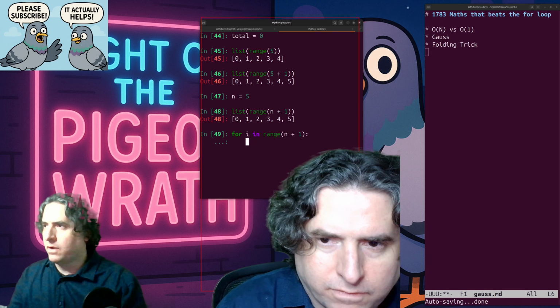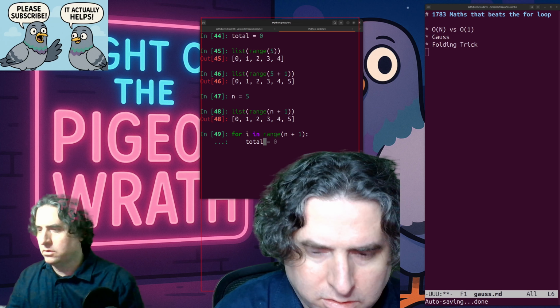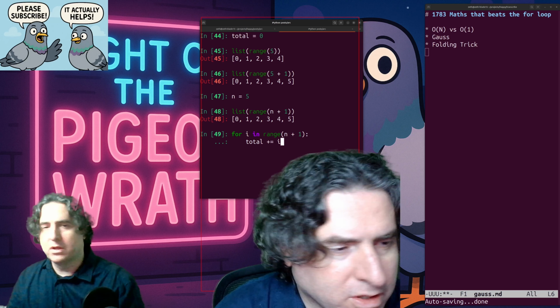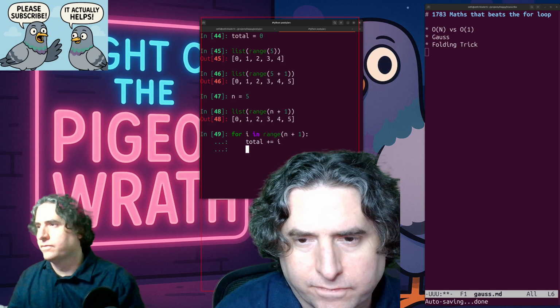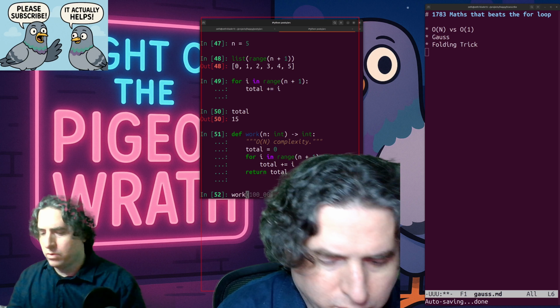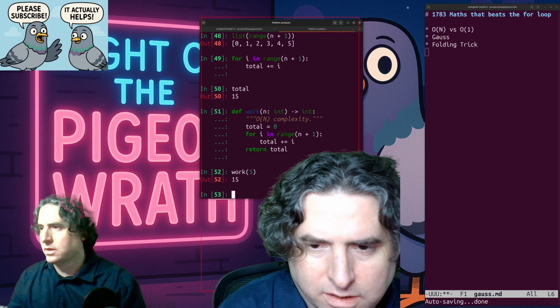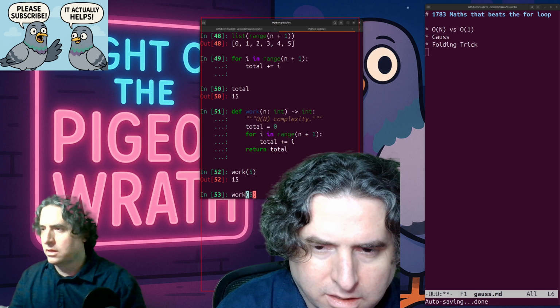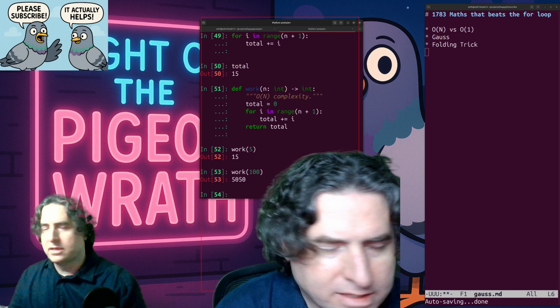So we do for i in range, total plus equals i. So we can add i to the total, and that gives us a total of 15. Let's do it as a function. We do work 5, that gives us 15. 100 gets us 5050.